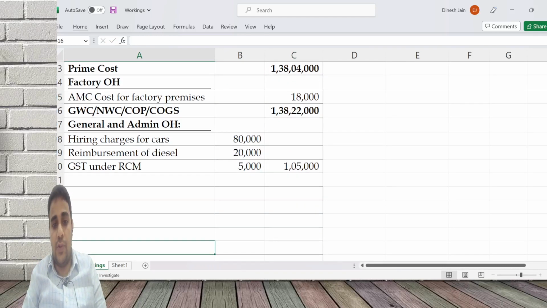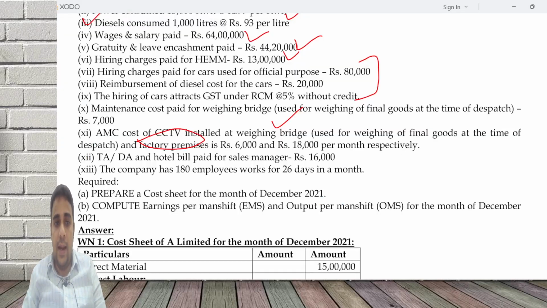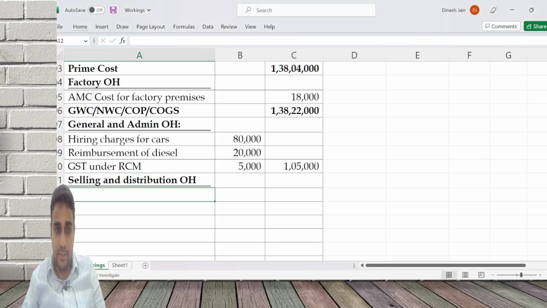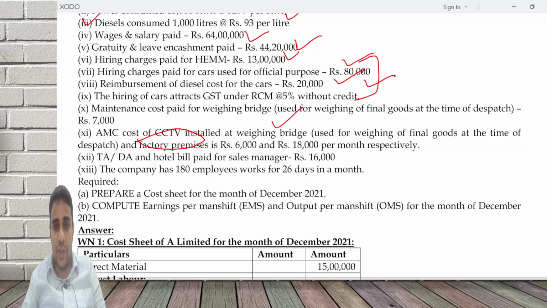1 lakh 5,000 general and administrative overhead. So we have given effect 0.789. AMC cost is considered, and selling and distribution. Here also we have a few categories of cost. Selling and distribution overheads.